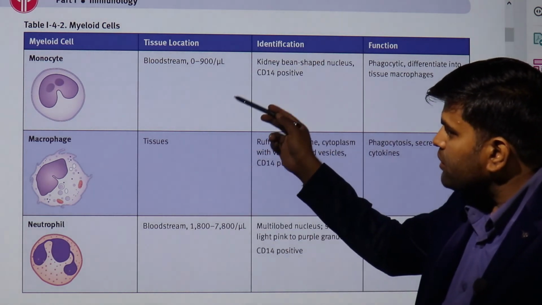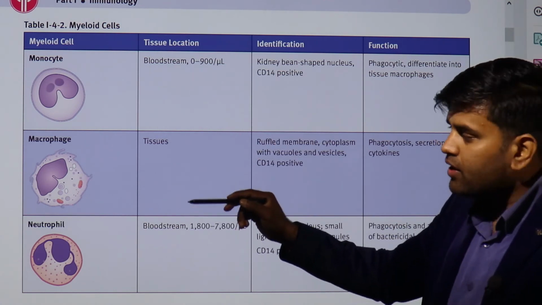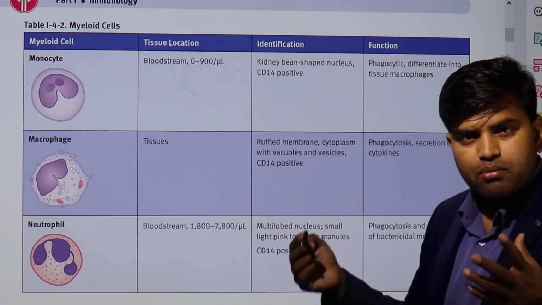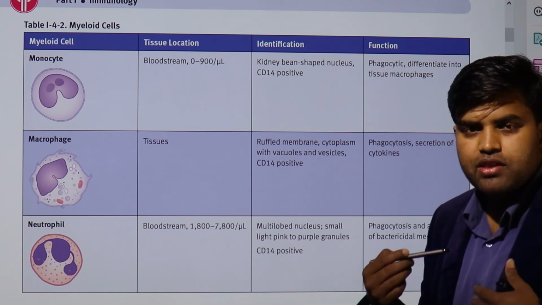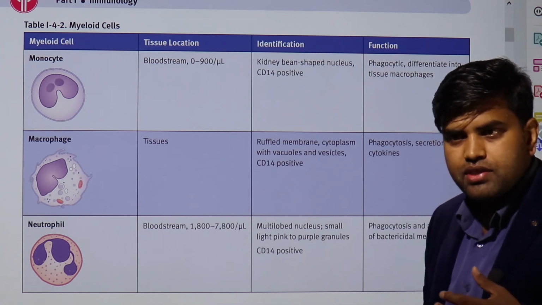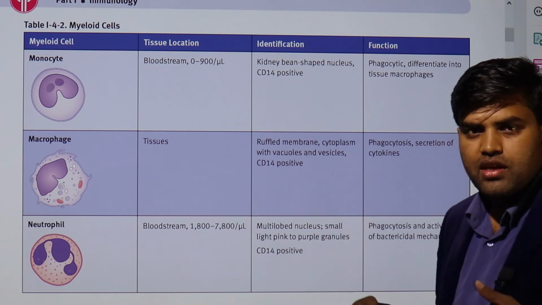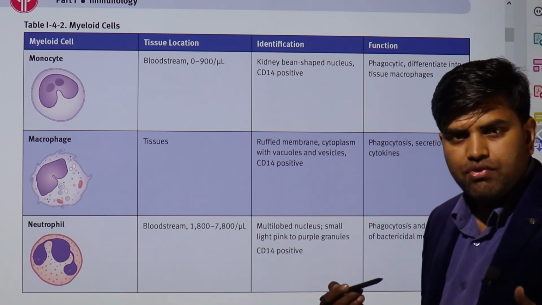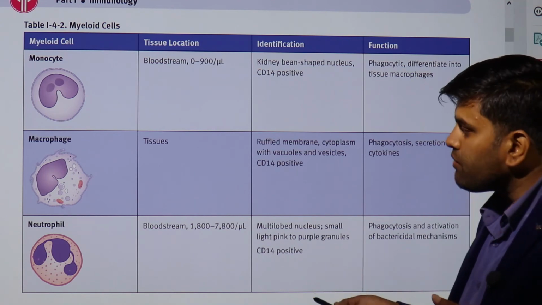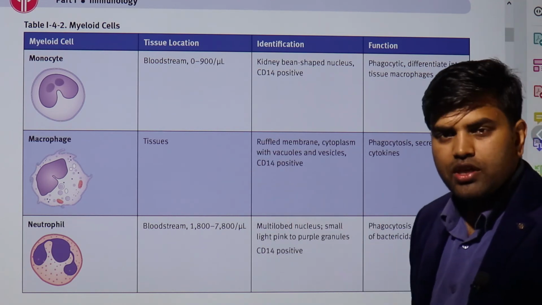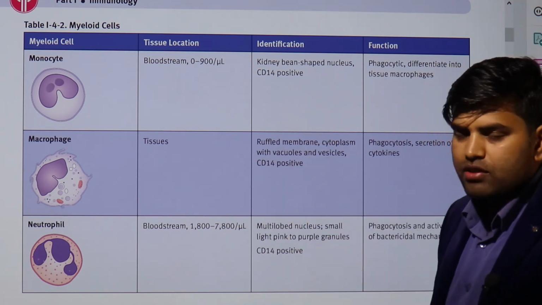Monocyte is in the bloodstream. When it goes outside to the periphery, it becomes the macrophage. Macrophage in different places has a different name. In the lung, it is the alveolar macrophage. In the blood, it is monocyte. In the brain, it is neuroglia. In the liver, it is Kupffer cell. In the tissue, it is usually called macrophage. The same thing in the blood is monocyte.